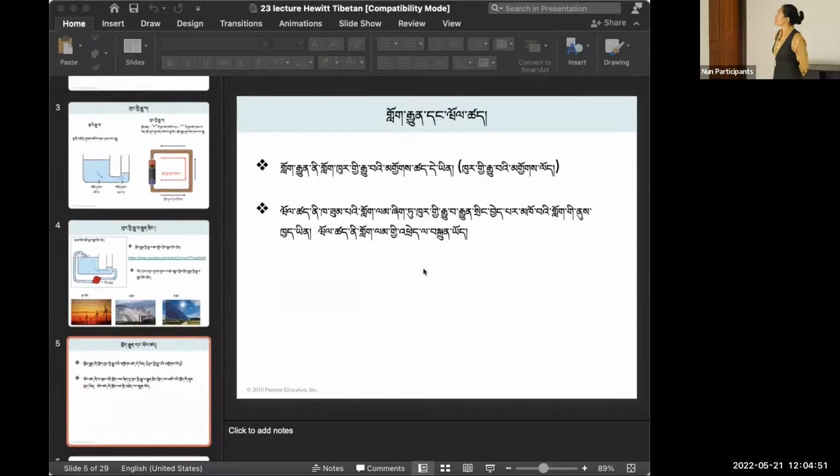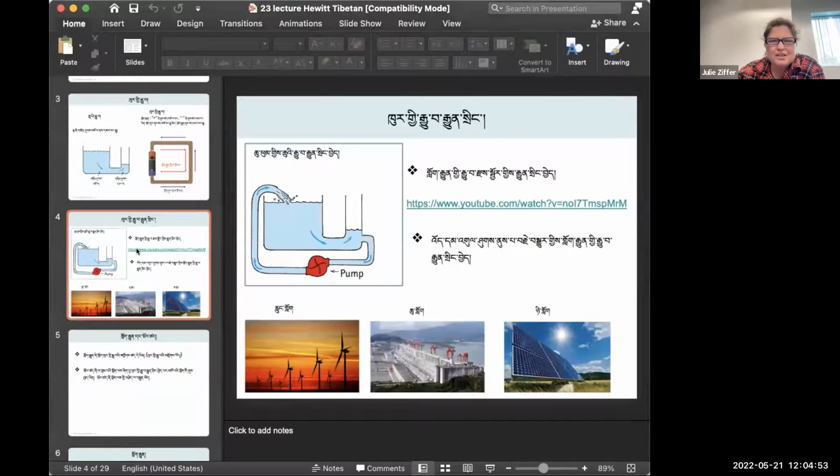Yes. Oops, I went too fast. Okay, so if you want to keep it so that it's constantly moving, then you have to figure out a way to put a pump in so that you can maintain this difference.